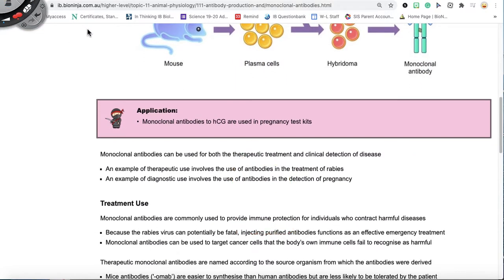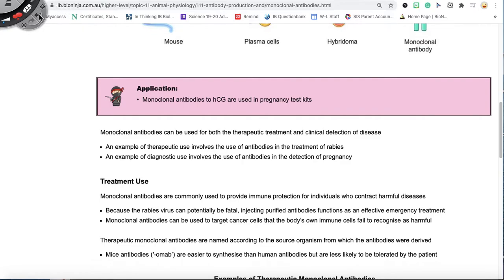All right, so we know that monoclonal antibodies can be used for therapeutic treatment, as we saw just recently with COVID-19, but also in clinical detection of the disease. So here's the application. Monoclonal antibodies to HCG are used in pregnancy test kits. So an example of a therapeutic use involves the use of antibodies to treat rabies, to treat COVID-19.